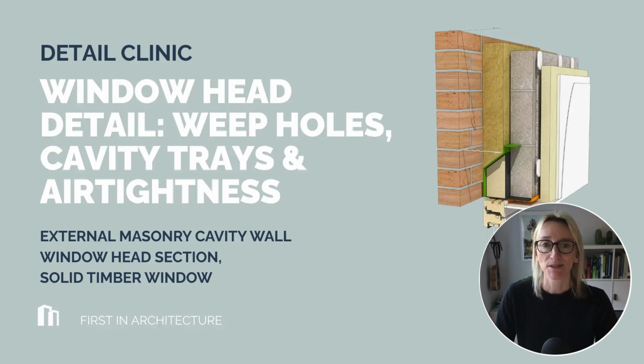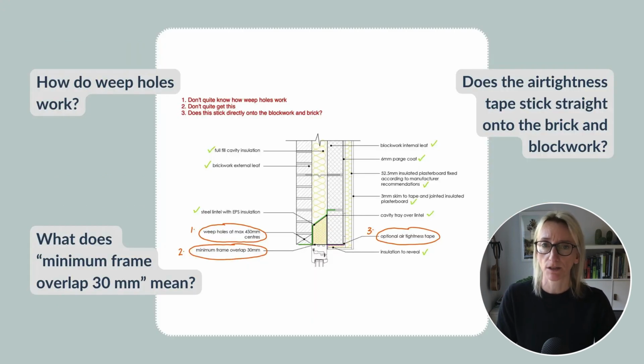Hello, in this episode we are looking at a window head detail in a masonry cavity wall. The student markup shows 3 common points of confusion. How do weep holes actually work? What does minimum frame overlap mean? And does the airtightness tape stick straight onto the blockwork and brickwork?